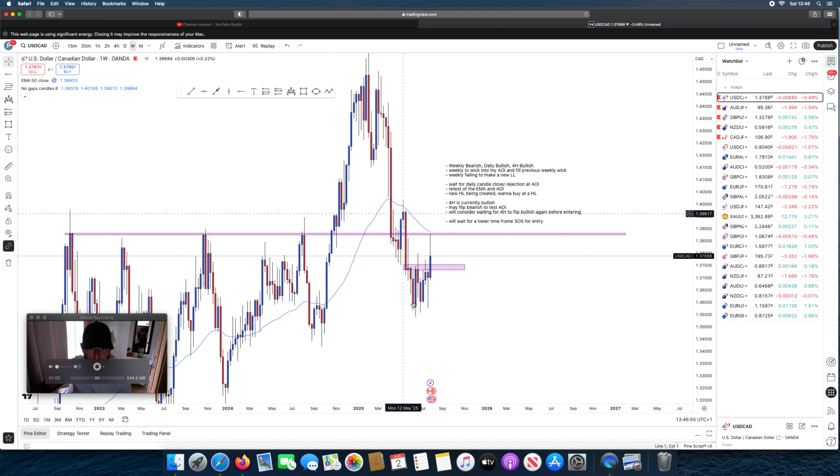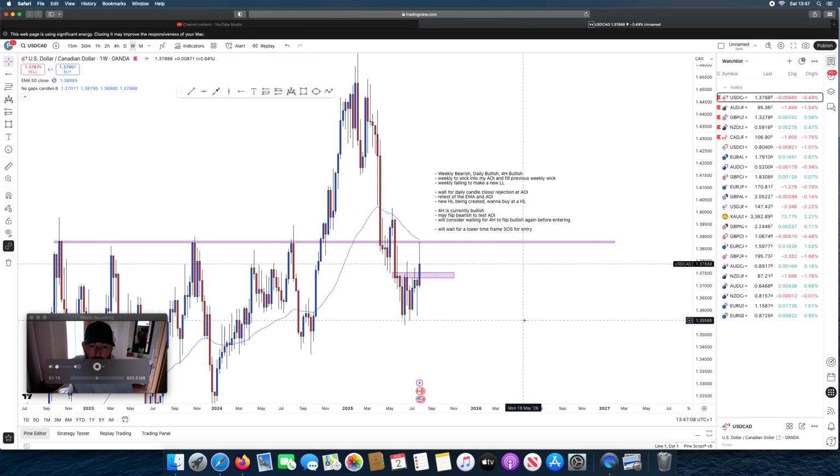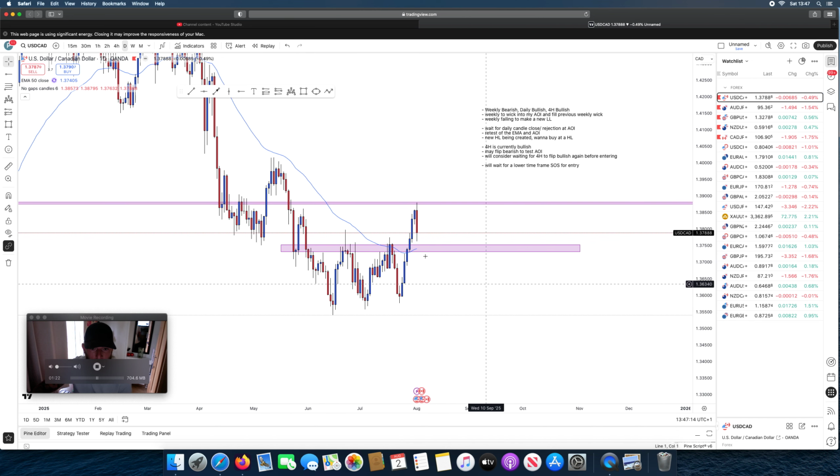Also on the weekly we can see that we failed to make a new lower low, so this is also showing me that this market is struggling to continue down. So this definitely looks like there's some room to the upside for me. On the daily, we're going to be looking for candles to come back into this area of interest. Daily candle closure also ends up meeting up with this EMA.